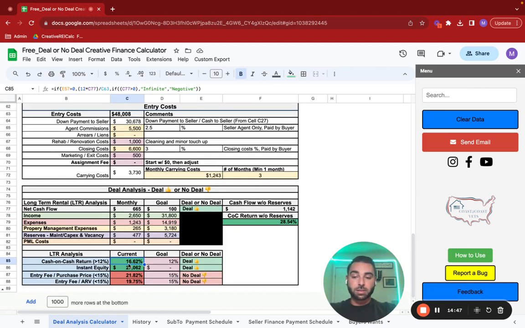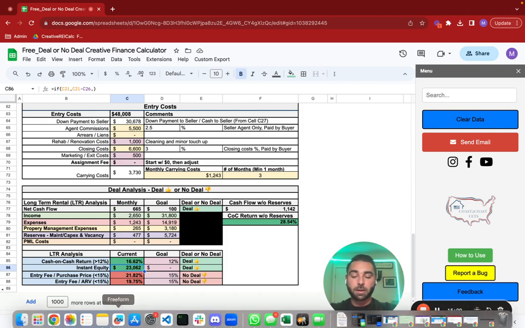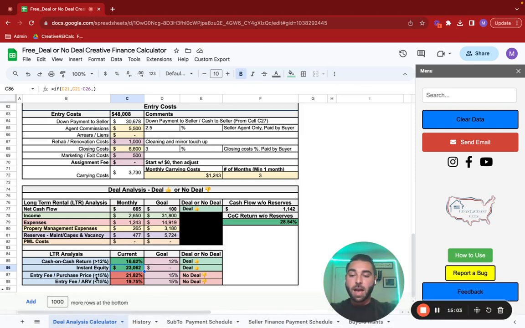There's other metrics here as well. For example, your instant equity, which is the difference between the after repair value of the property and the purchase price of your property. And then other metrics people like to consider are your entry fee divided by your purchase price, so how much is it costing you as a ratio of the purchase price to get into the deal? Same with your entry fee divided by your after repair value to get into the deal.